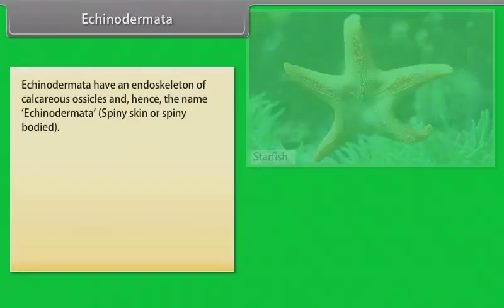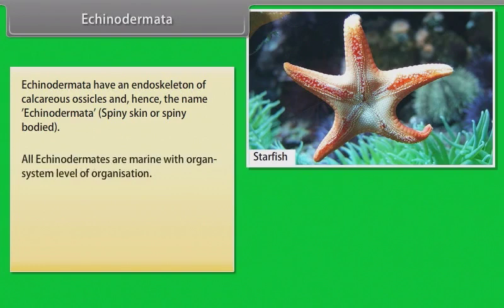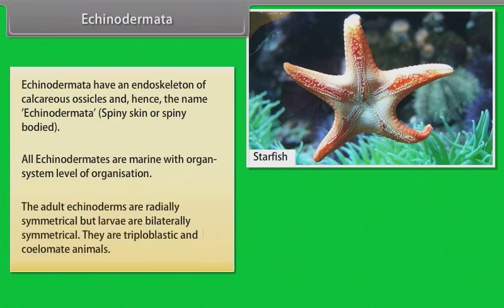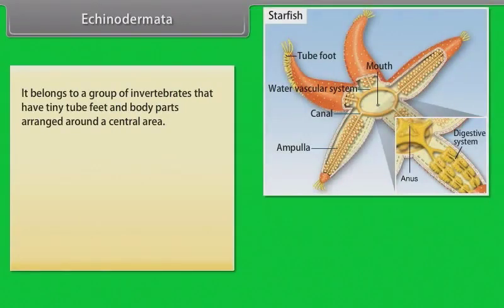Echinodermata. Echinodermata have an endoskeleton of calcareous ossicles and hence the name echinodermata, which means spiny skin or spiny-bodied. All echinoderms are marine with organ system level of organization. The adult echinoderms are radially symmetrical, but larvae are bilaterally symmetrical. They are triploblastic and coelomate animals. They belong to a group of invertebrates that have tiny tube feet and body parts arranged around a central area.